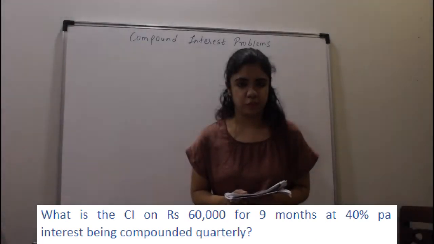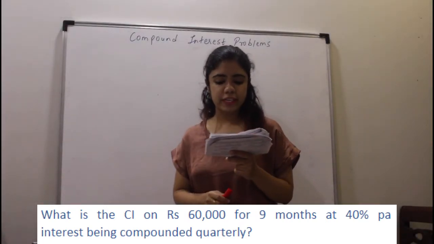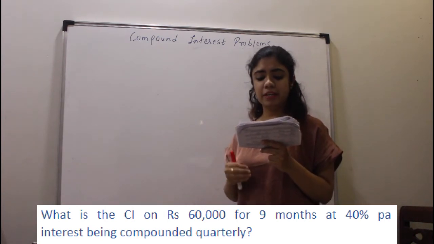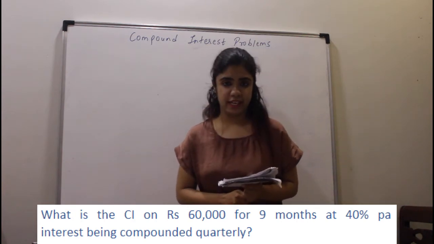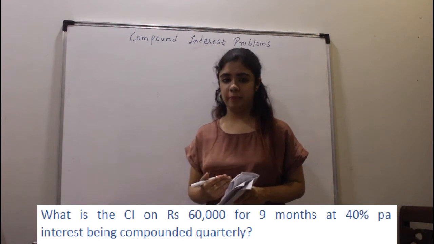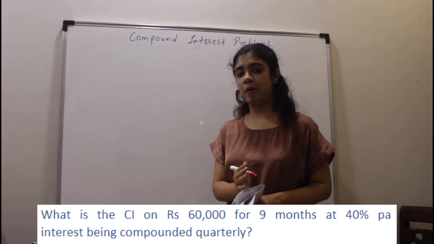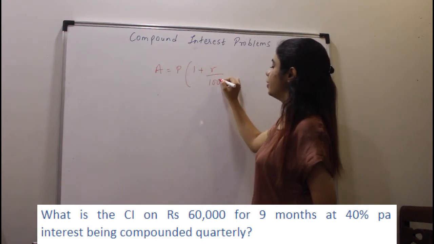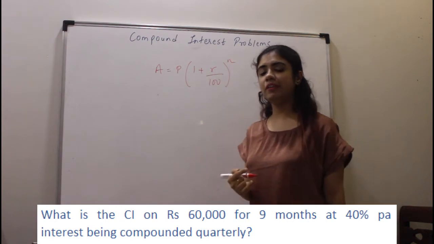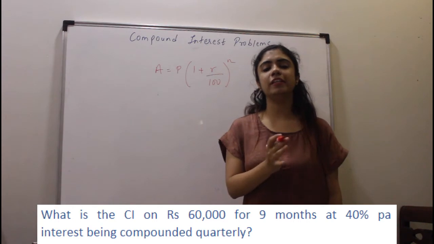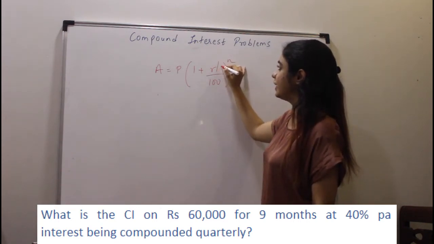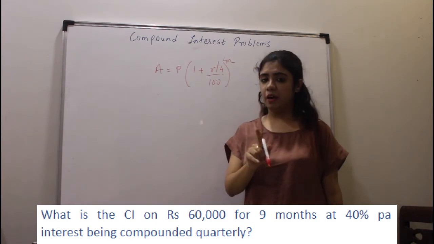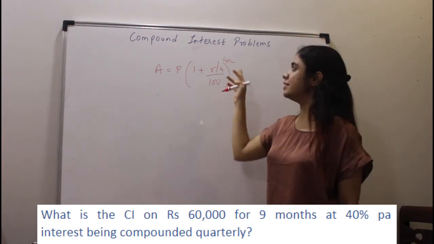Now let's have a look at the next question. What does it say? What is the compound interest on rupees 60,000 for 9 months at 40% per annum, interest being compounded quarterly? So interest has to be compounded quarterly. So we know the formula for amount at compound interest. The formula is A is equal to P (1 + R/100)^N. But here the amount is calculated annually. Here you have to calculate it quarterly. So what happens? Your rate gets divided by 4 and this becomes 4n. Look, the number of years remains 1, but in a year you're calculating it 4 times, hence 4n.